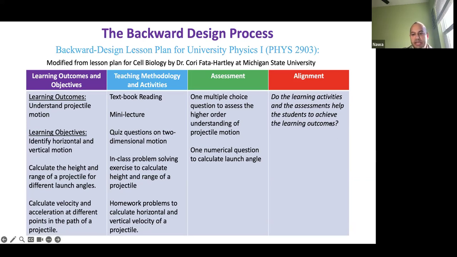Now, here's the question again of the alignment. Do the learning activities, my methodology, and the assessment align with each other or not? And are they aligned in such a way that helps us attain these learning objectives or not? So that's what we have to think. Let's say I'm saying in my objectives to identify the horizontal and vertical motion. If I did not put it anywhere, either in the lecture or in solving problems or in the discussion about this horizontal and vertical motion, then these are not aligned. I can just set these objectives and go ahead and teach the projectile motion the way I want, but then I just miss that alignment.